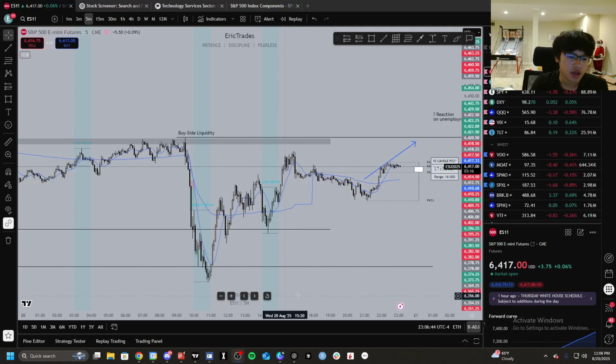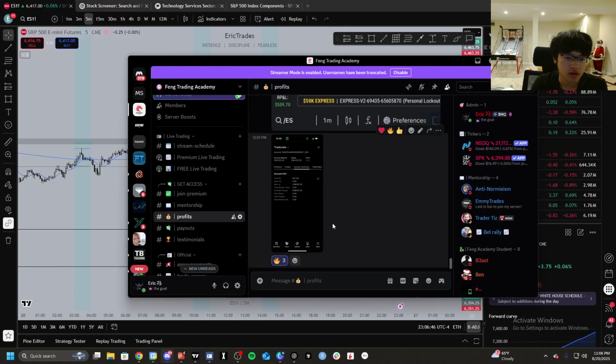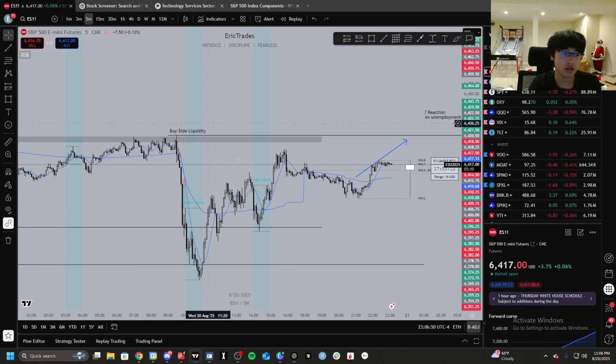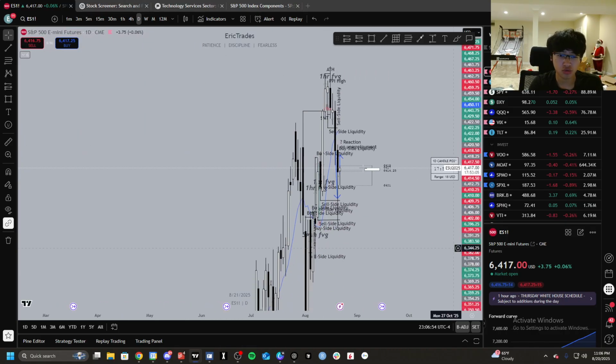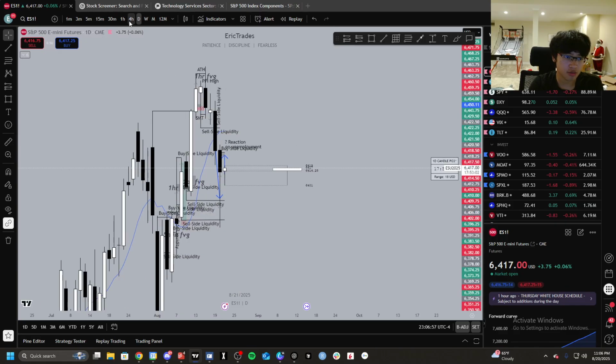Yo, this is a market recap for August 20th, Tuesday. So today I made about 1.3K shorting S&P 500. Honestly, not too complicated a day. It was just trending downwards.